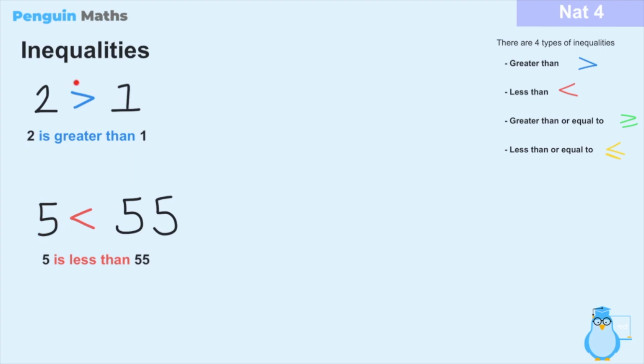And again, the greater than sign points to the right, and the less than sign points to the left. So if you think about it, the sign is always pointing towards the smallest number. So we can see here the sign is pointing towards the 1, and it's also pointing towards the 5 here. So in both cases they're pointing towards the smallest number. And we can also reverse each of these statements around. So here, instead of saying 2 is greater than 1, we can also say that 1 is less than 2. Or we can say that 55 is greater than 5 instead of 5 is less than 55. And again, you can see here as well that the arrow is pointing towards the smallest number or pointing away from the biggest number.